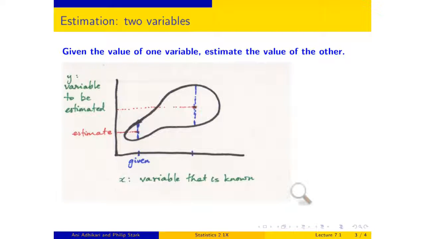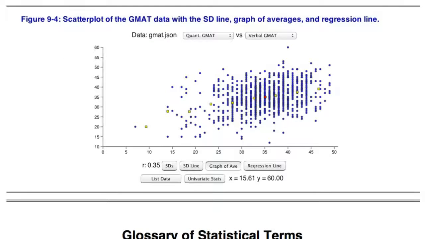And for this, I'm going to use your text. So here are the GMAT data that you've seen before. And there's a scatter diagram, which in this case has the verbal GMAT on the horizontal axis and the quantitative GMAT on the vertical. The red point here is the point of averages, whose coordinates are the average GMAT verbal and the average GMAT quantitative. These points that are yellow are the averages of their respective vertical strips.